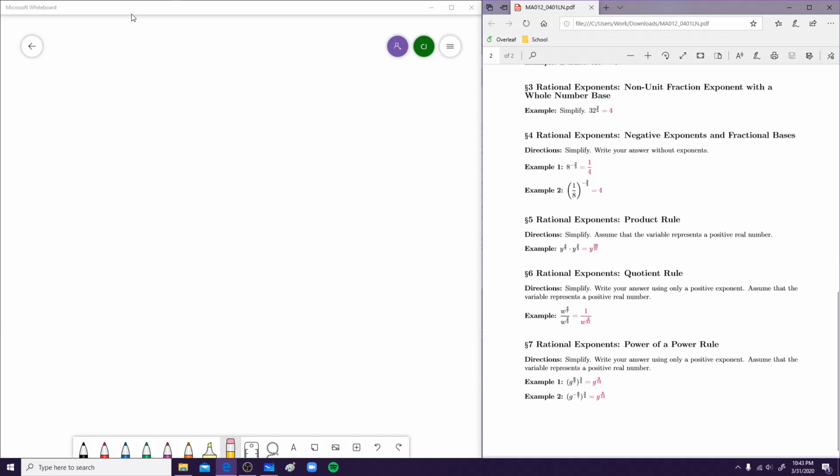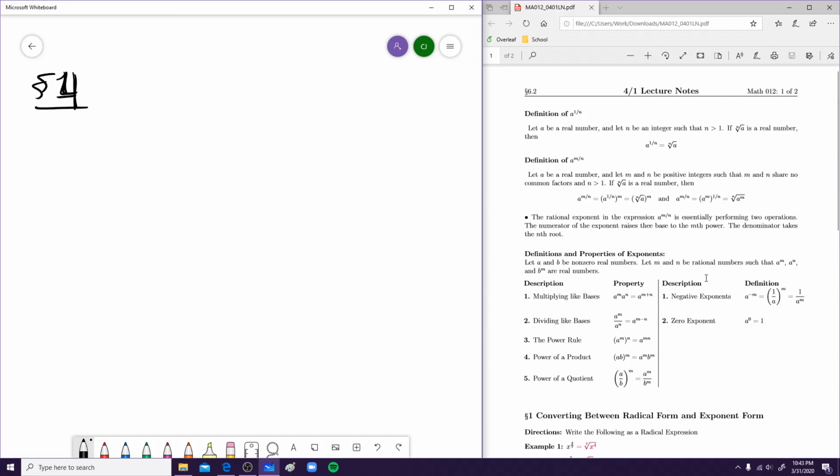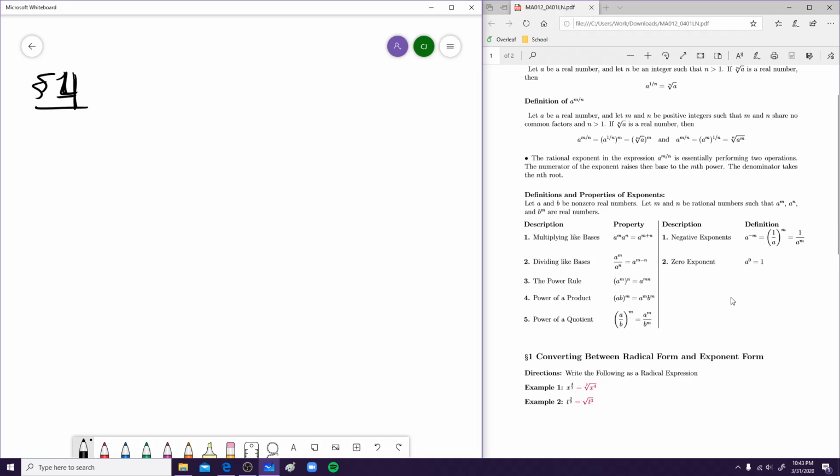For section 4, we are now going to be dealing with negative exponents. So before I continue, that should be a 4. Before I continue, let's talk about the property of negative exponents. In the definition, it says a to the negative m is equal to 1 over a to the m.